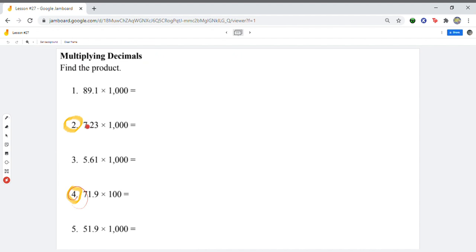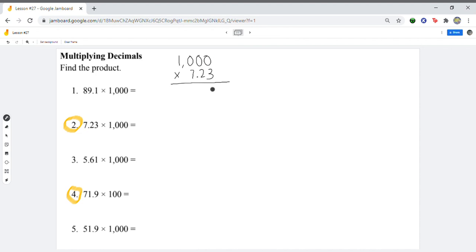So number 2, it says 7.23 times 1,000. To start this off, I'm just going to write it vertically on the side, on top of each other, and multiply them normally. So 1,000 times 7.23. Now I'm just going to multiply them.